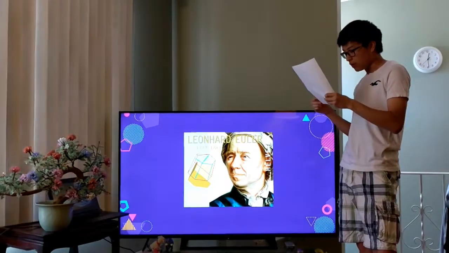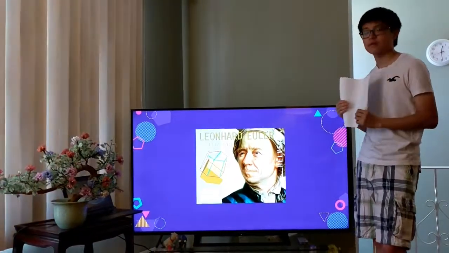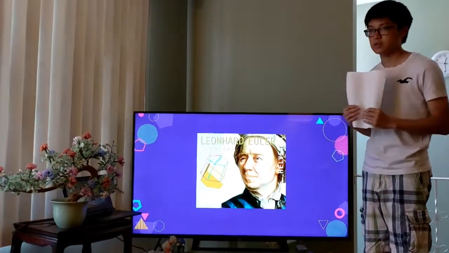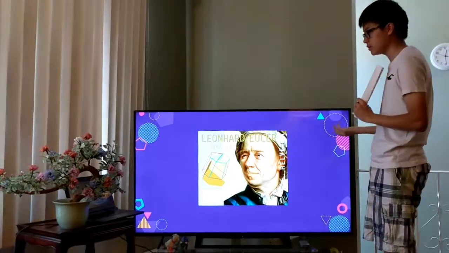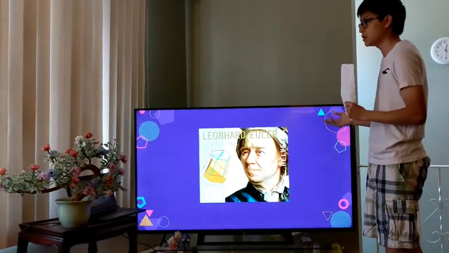It wasn't until Claude Louis Navier and George Gabriel Stokes derived a system of partial differential equations for the flow of viscous fluids in 1822 that this equation ultimately emerged. As you might have guessed, this is where the name of the equation comes from.